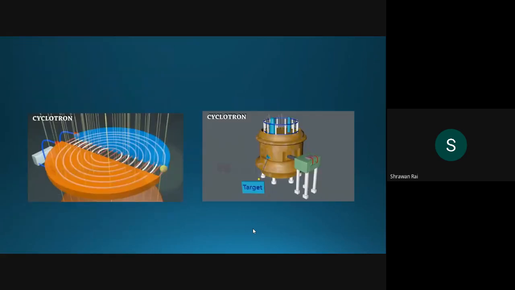The particle, which has a very high energy, then hits the target.